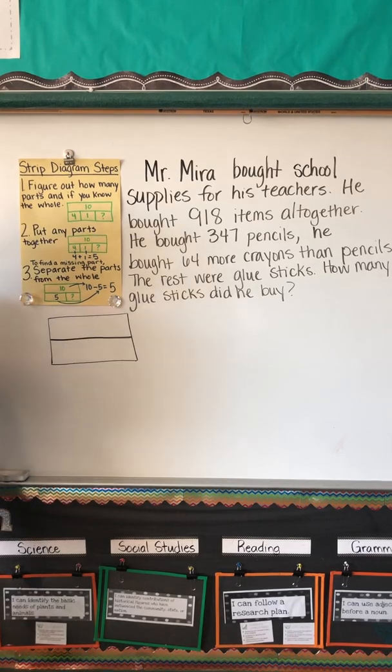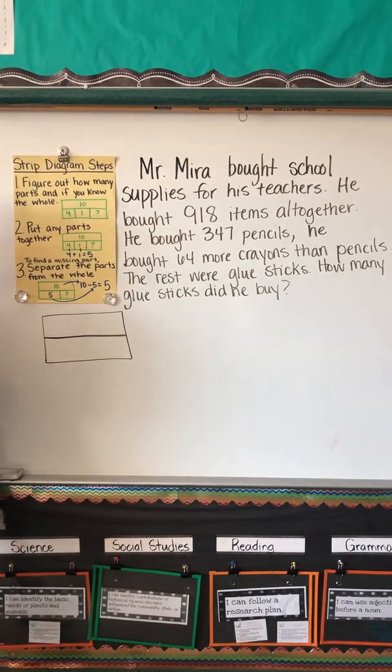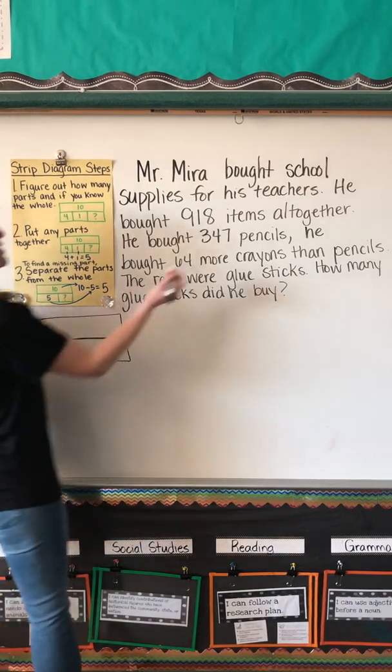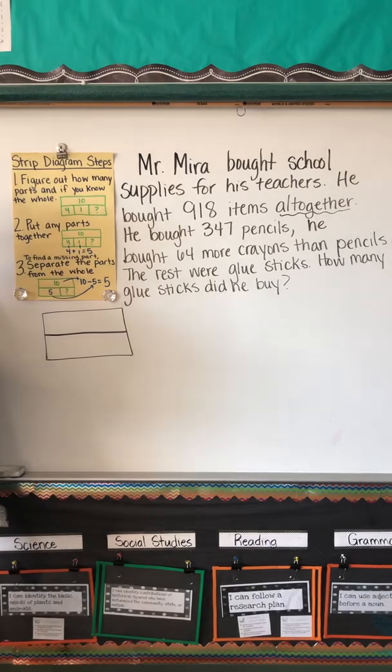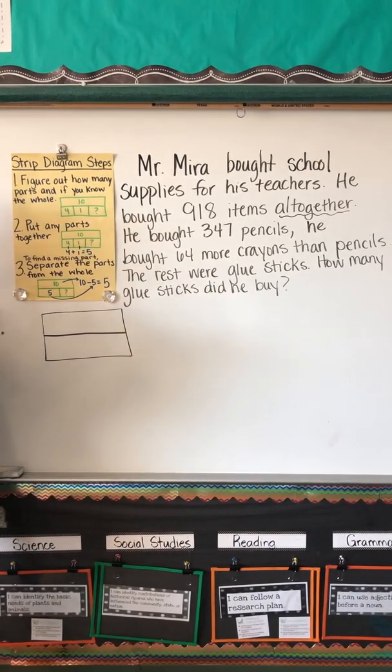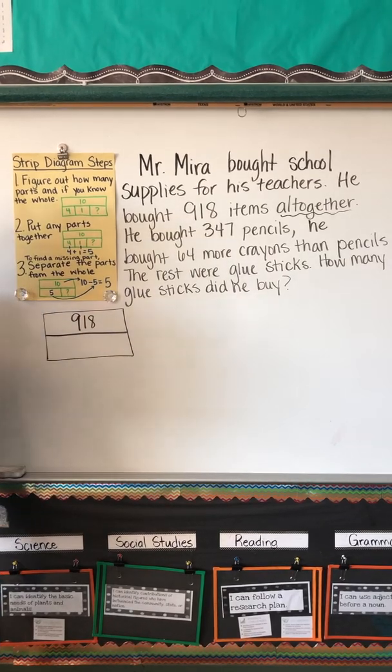and rereading the problem. Mr. Mira bought school supplies for his teachers. He bought 918 items altogether. That word altogether is kind of a hint that tells me that that's my whole. That's how many I have. My answer can't be bigger than that. That's the total. So 918 goes on top.